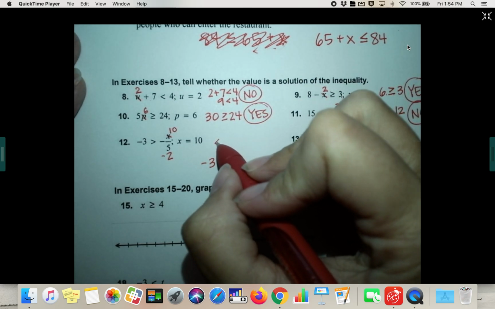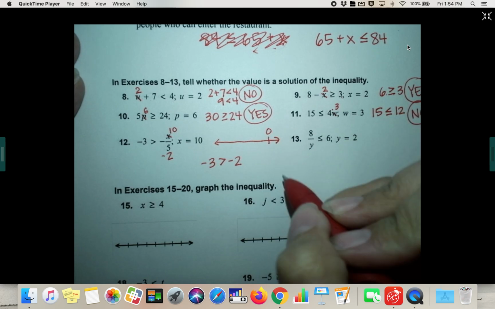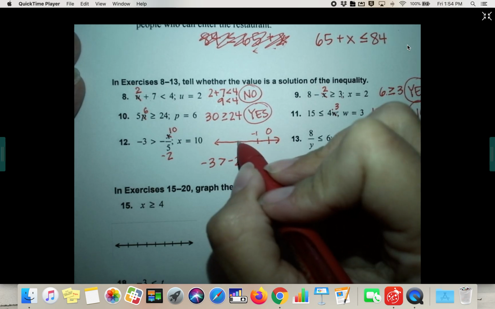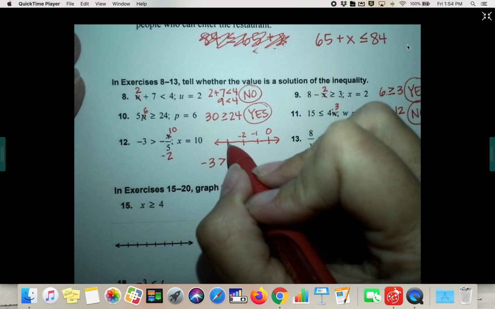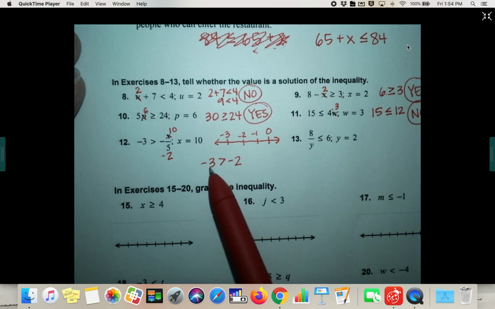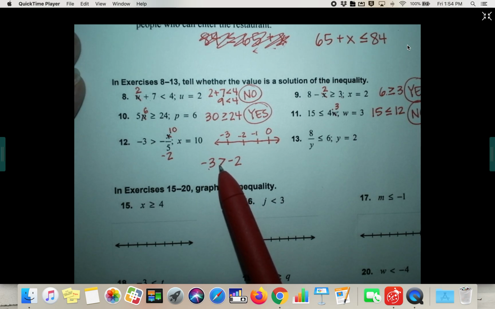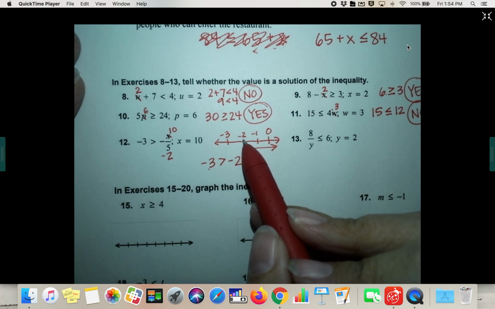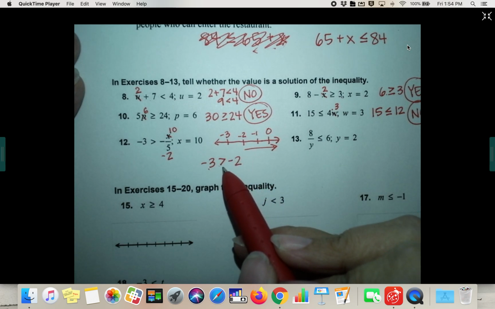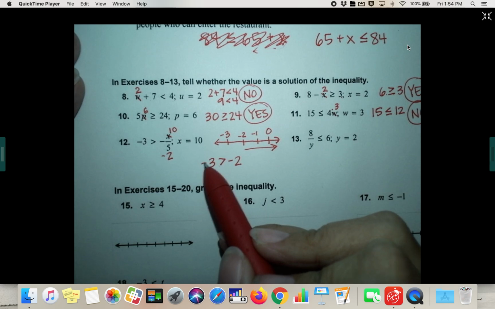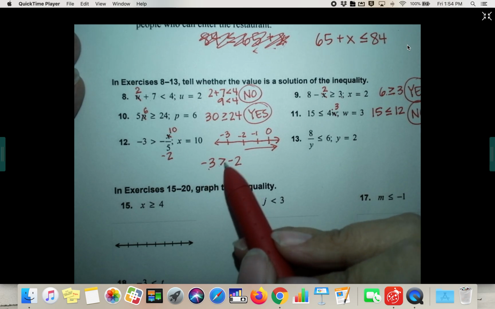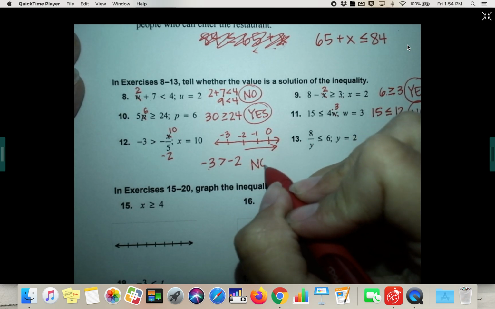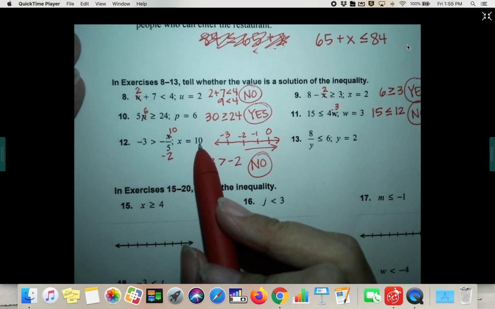Okay, think about it on a number line. Here's 0. Here's negative 1 going backwards. Here's negative 2. These are getting smaller as you go to the left. Here's negative 3. So is negative 3 greater? Remember, greater gets bigger this way. Negative 3 is on the left of negative 2. So actually, even though the number itself is bigger, the negative makes it a smaller integer. So this is false. So this is no. This is not a solution. 10 is not a solution.